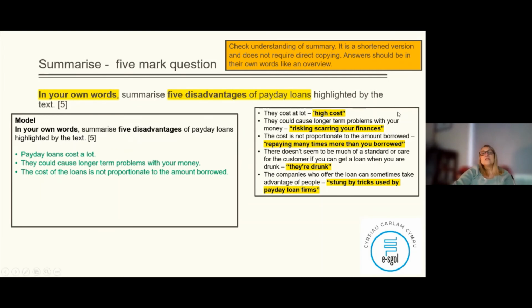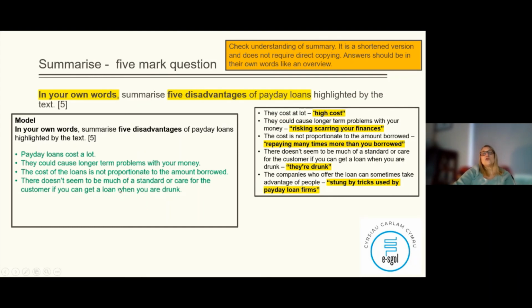Okay, there doesn't seem to be much of a standard of care, so they're drunk. There doesn't seem to be much of a standard of care for the customer if you can get a loan when you're drunk. So you could say something like the loan companies are irresponsible, the loans are easy to get even when you're drunk. Okay, so it's entirely up to you how you rephrase that. I've just done it in my own way here.